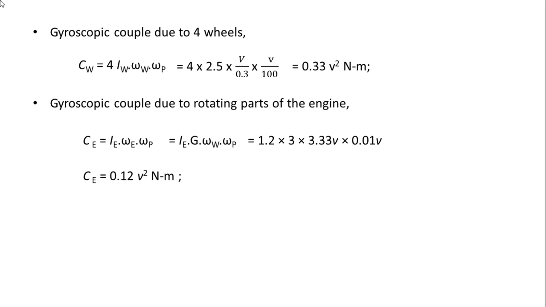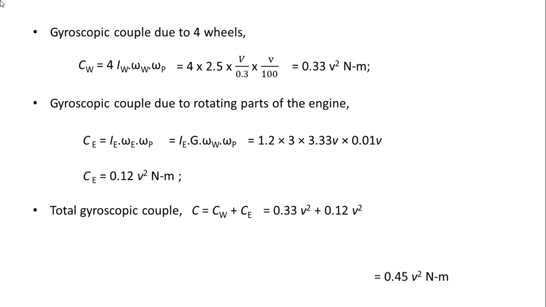Total gyroscopic couple: here engine rotation and wheel rotation are in the same direction, so you add it. So 0.33 plus 0.12, that is 0.45 V square Newton meter is the net gyroscopic couple effect. Now we go and find out the centrifugal couple effect.